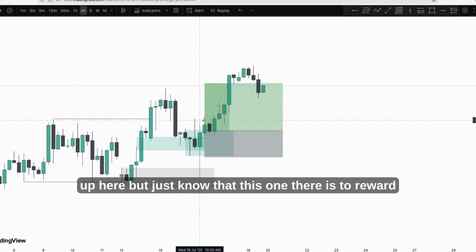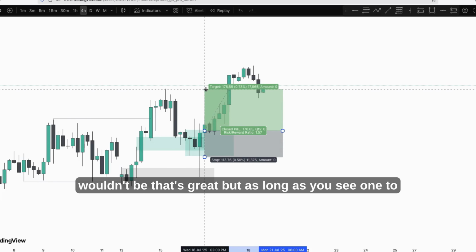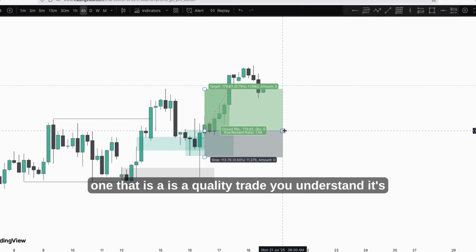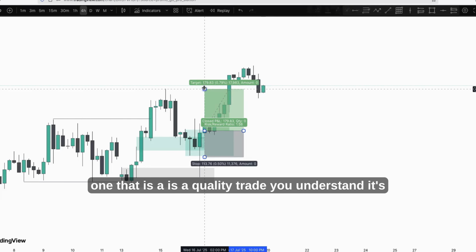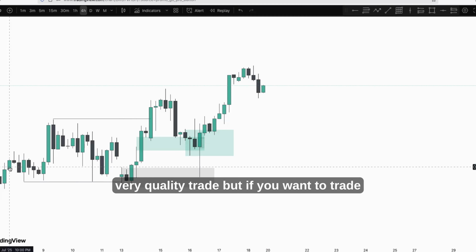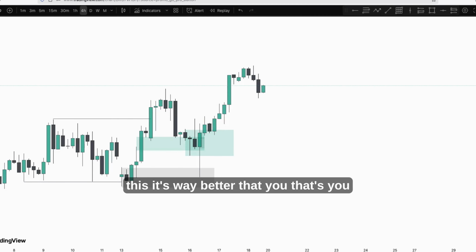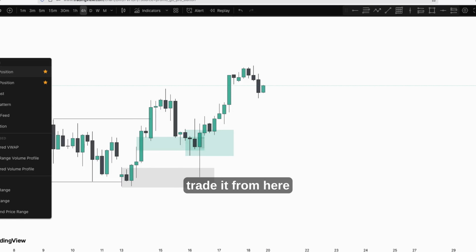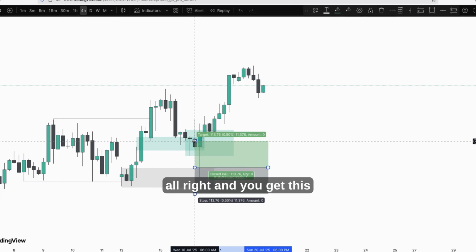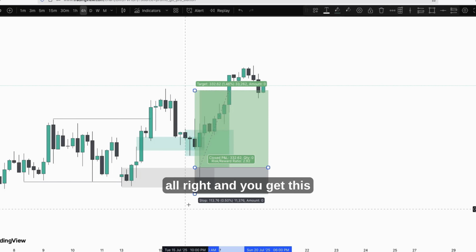But just know that with this one, the risk to reward wouldn't be that great. But as long as you see 1-to-1, that is it. It's a quality trade, you understand? It's a very quality trade. But if you want to trade this, it's way better that you trade it from here. All right, and you get this entry.